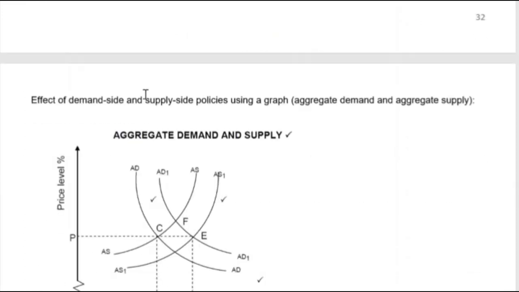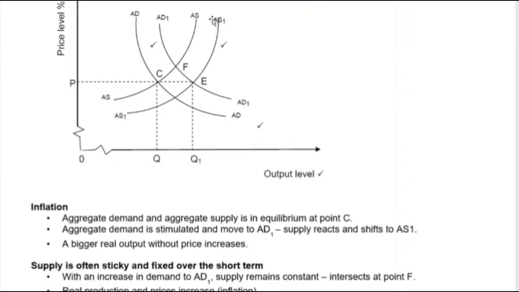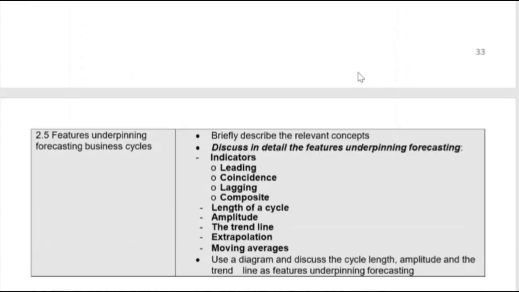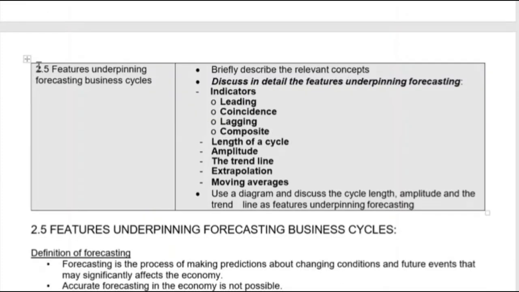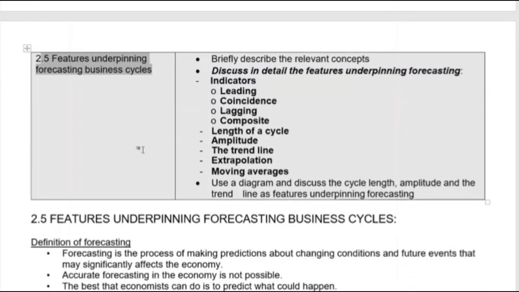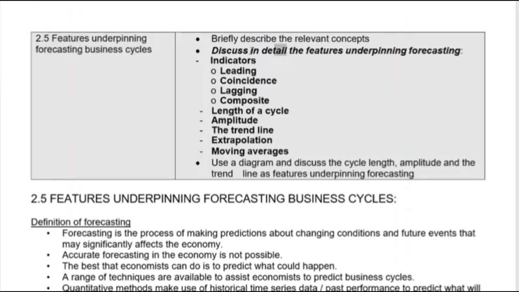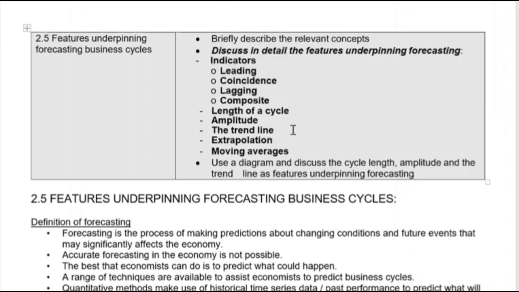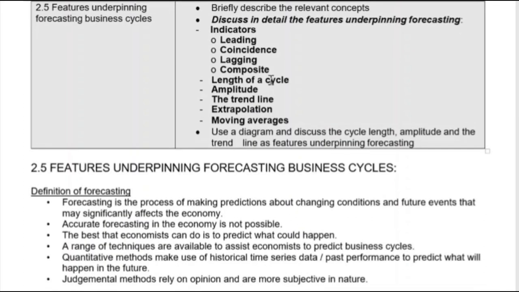Okay, so I'm not going to go through that. Here is another graph explaining the inflation. And here we get to 2.5. Discuss in detail. Guys, work this out as a possible long question: the different types of indicators, the length of a cycle, the amplitude, trend, extrapolation, moving averages, etc. This is a possible long question.